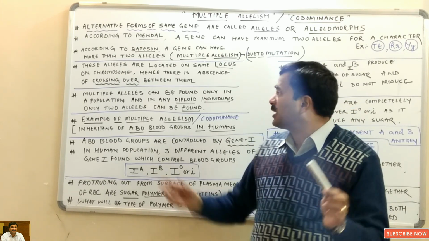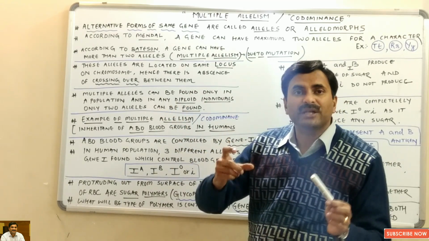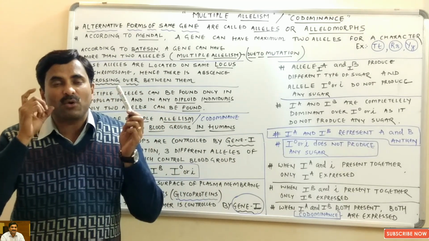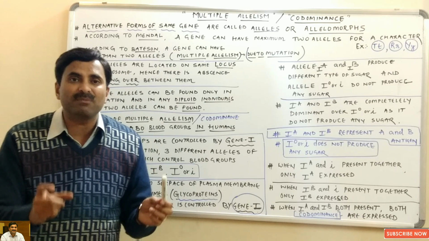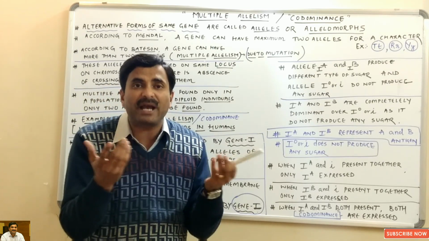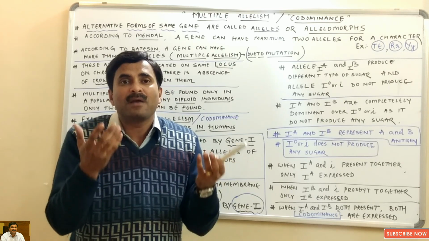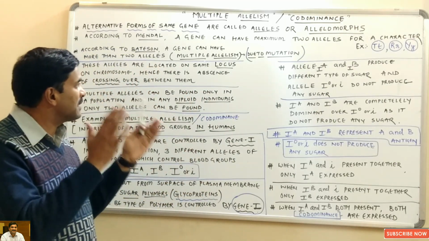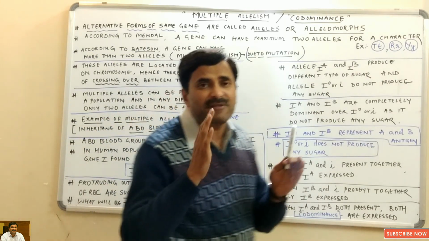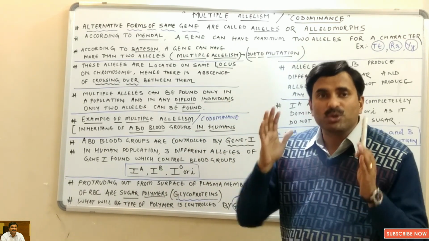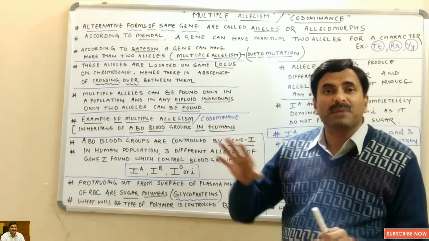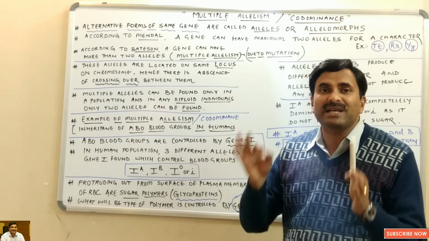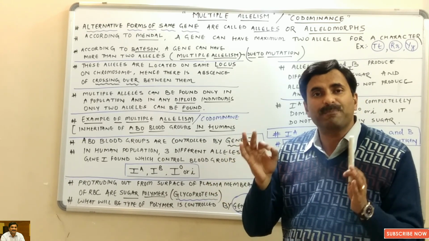So all these multiple alleles are located on the same locus on the chromosome, and that's why crossing over, or gene exchange, is absent between them. If they had been present at different loci, then crossing over might have happened between them, but it has not occurred because they are found on the same locus. One more thing to be noticed when we are studying multiple allelism is that this phenomenon can be studied only in a population, not in a diploid individual.